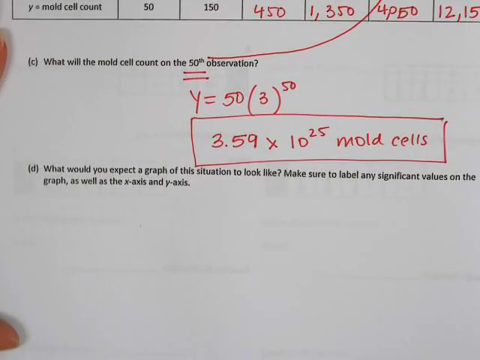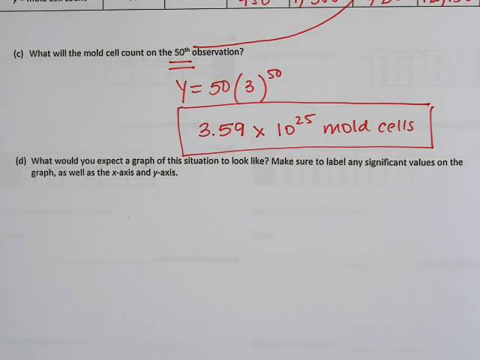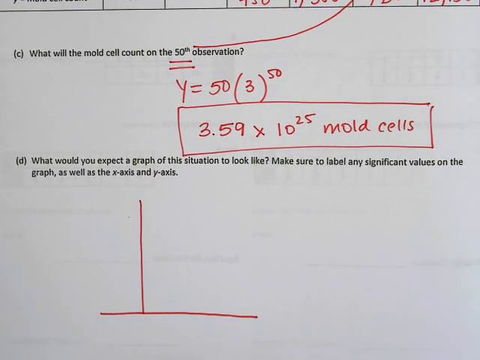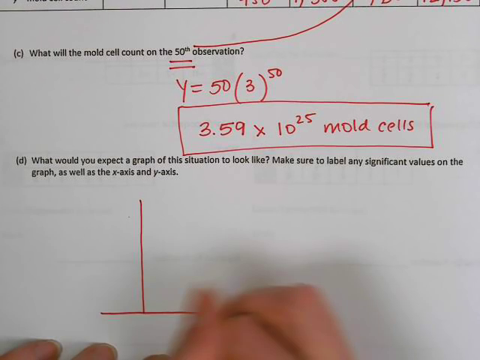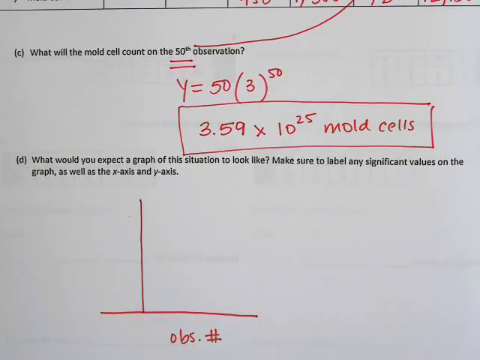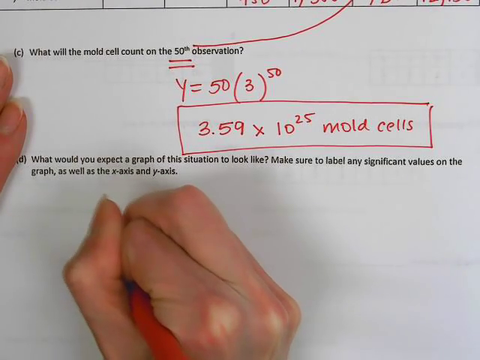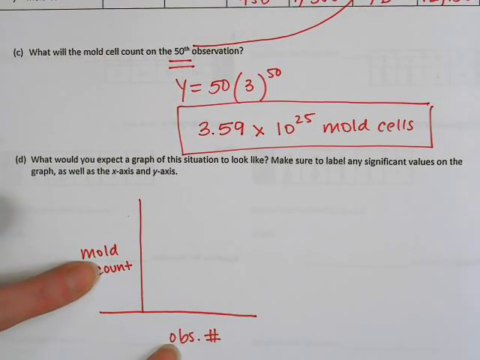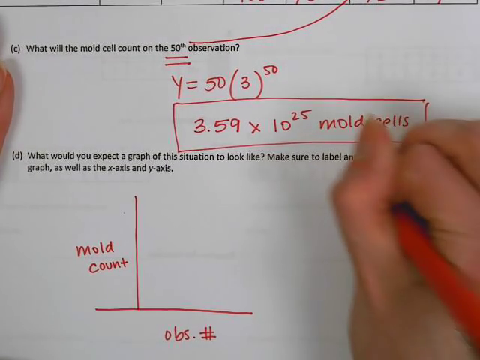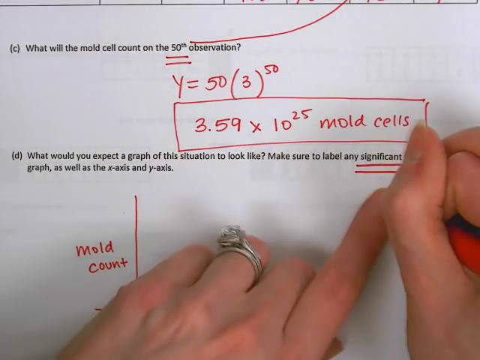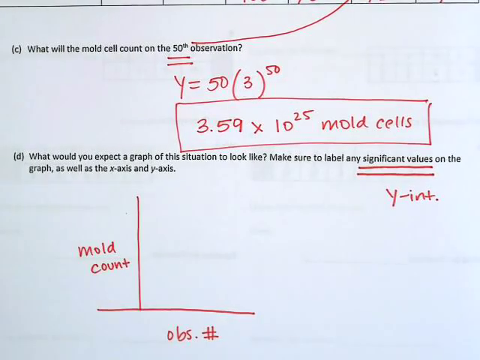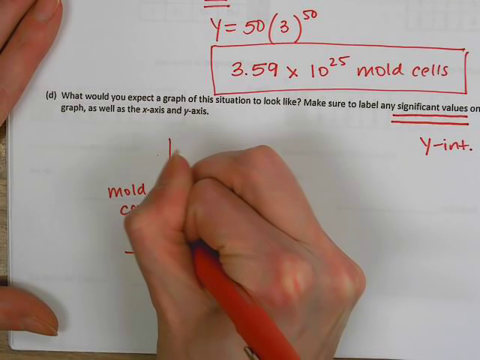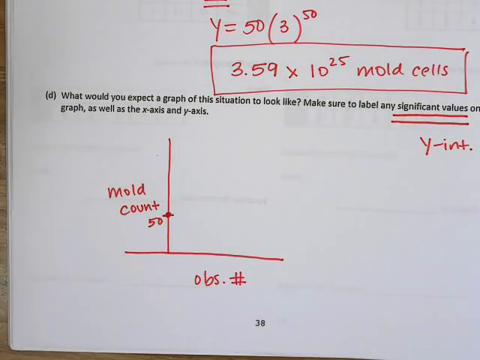And then part D says, can you sketch a quick graph? So we're going to draw the x and y axis here. And what I want is labels. So the x-axis is the observation number, and the y-axis is the mold count. Okay, so I want the labels, and then, see how it says significant values? That means I want the y-intercept. So the starting value was (0, 50). So you guys are going to make a dot at (0, 50) and label it.